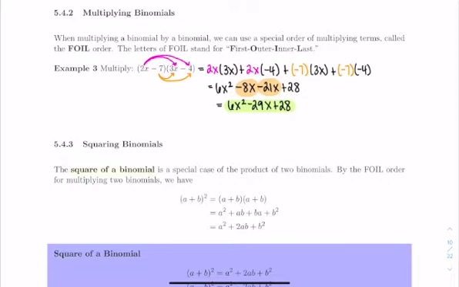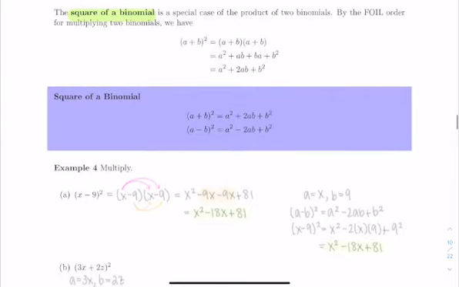The square of a binomial is a special case of the product of two binomials. Now, by the FOIL order for multiplying two binomials, the first thing that you want to do is rewrite this as the binomial times the binomial. So a plus b squared is just a plus b times a plus b. And then you're just going to do the exact same thing that we did beforehand.